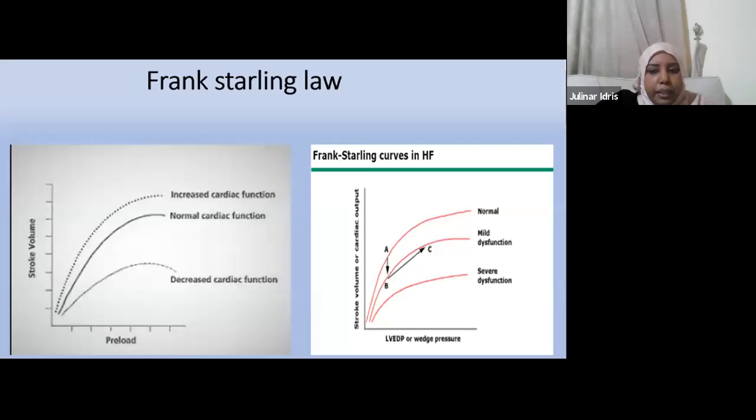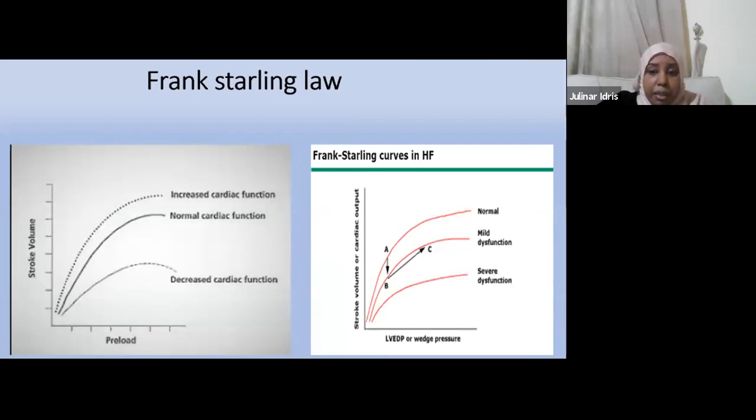Secondly, giving fluid even to a hypovolemic patient will improve cardiac output to a certain limit, after which it may worsen the condition, especially in pediatric cardiac patients. Because we know after bypass, usually the patient has depressed cardiac function.